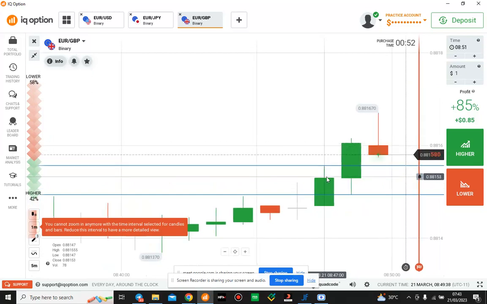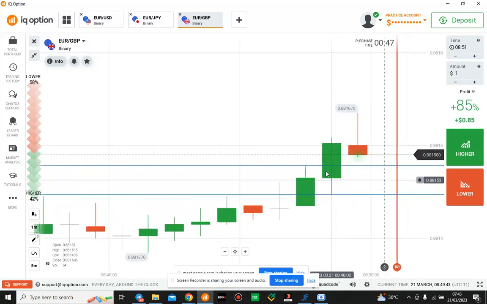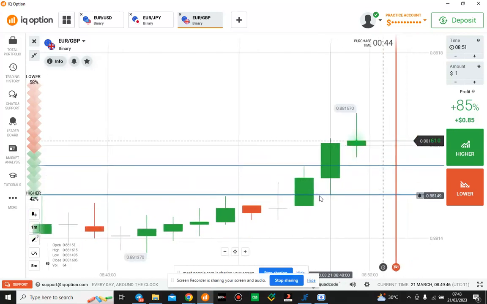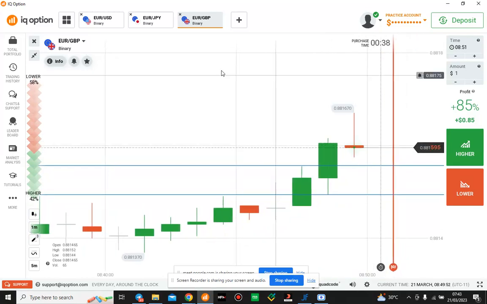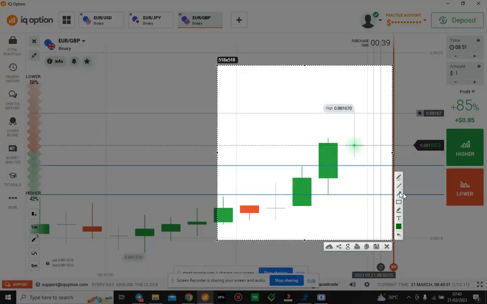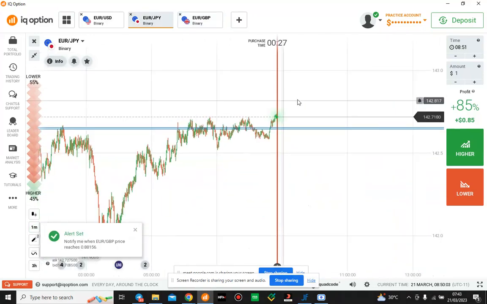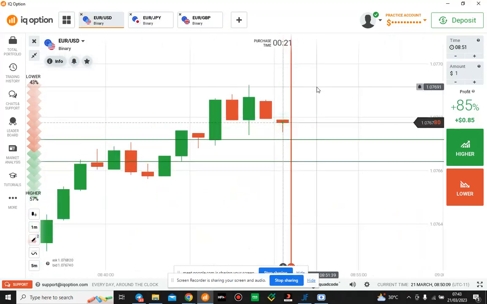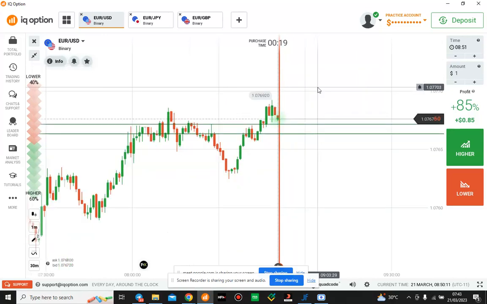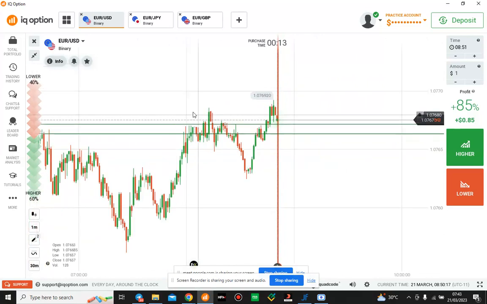Remember, I'm using these two lines where the sellers actually enter the market and where the buyers fill the whole area like a bullish engulfing. From here to here is where sellers entered, then from here to here is where buyers entered. So if the market decided to drop, I'm expecting a bullish candle. Let's wait for the price to drop. So that is the first way to draw support and resistance.